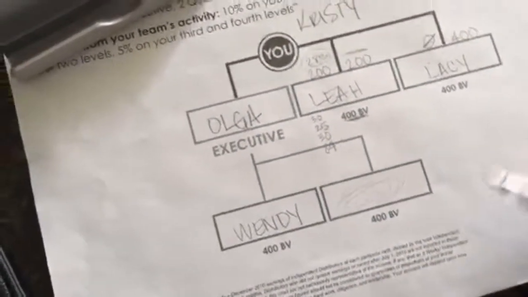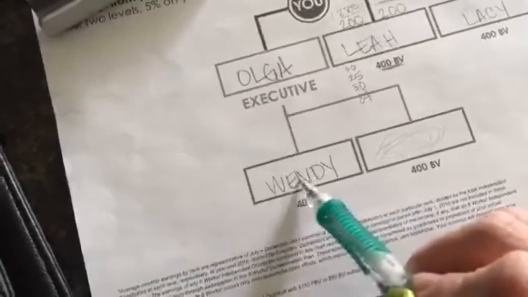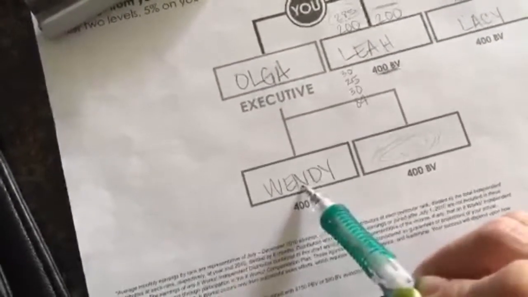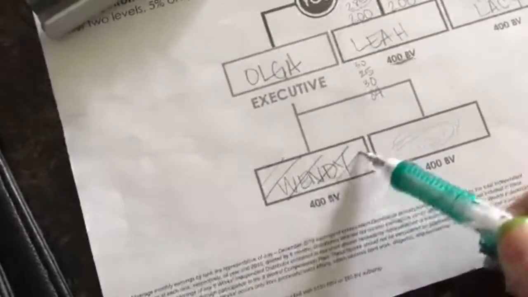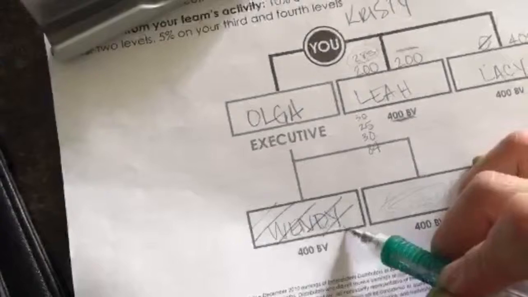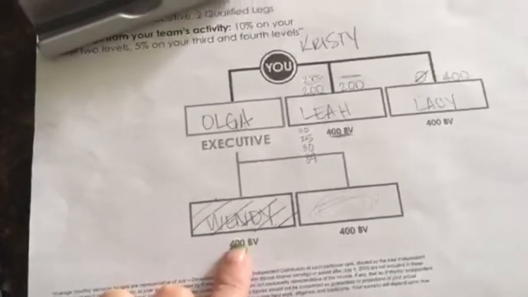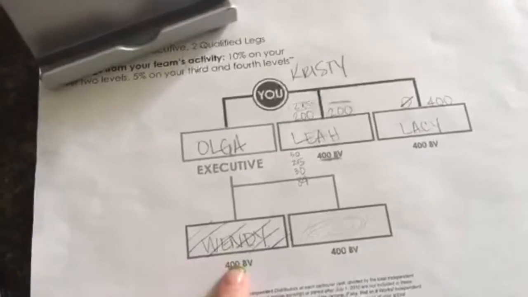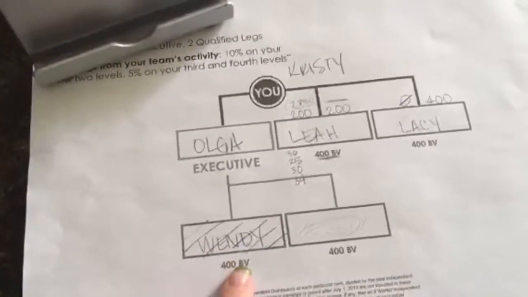Now let's say, for example, Wendy has a ton of loyal customers, a ton of team members working really hard. Let's say Wendy's at 400. What I do once they are at 400 is I shade out the box like this, because when I'm looking at this as a visual guide, I can tell at a glance that Wendy's already at 400, so I don't have to worry about putting any loyal customers or any volume there.